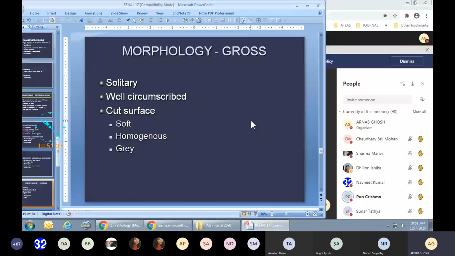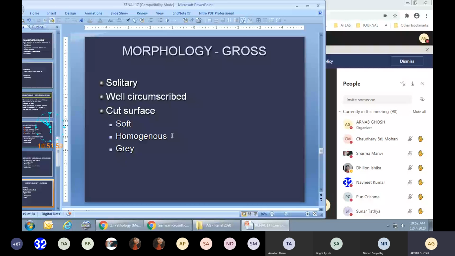So gross and microscopy, again this is very, very important. Gross, solitary lesion, well circumscribed lesion. Here important thing is, in renal cell carcinoma we saw that there can be hemorrhage and necrosis, but usually in this Wilms tumor we don't see much hemorrhage and necrosis. So it will be soft, homogeneous, and gray. Soft, homogeneous, and gray. Homogeneous means that there will not be much necrosis and hemorrhage. So that's why it is homogeneous.